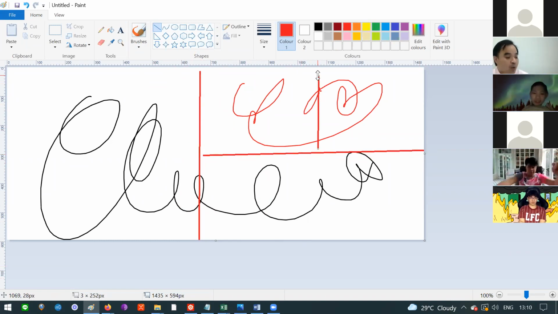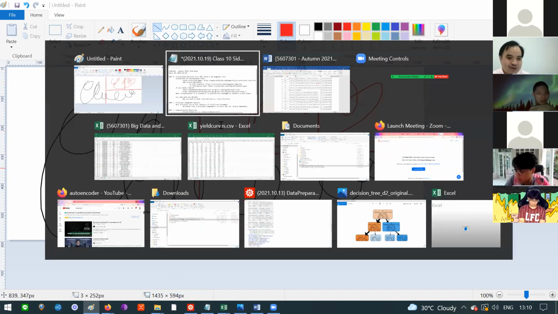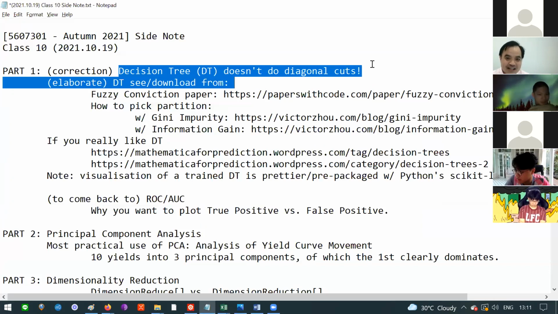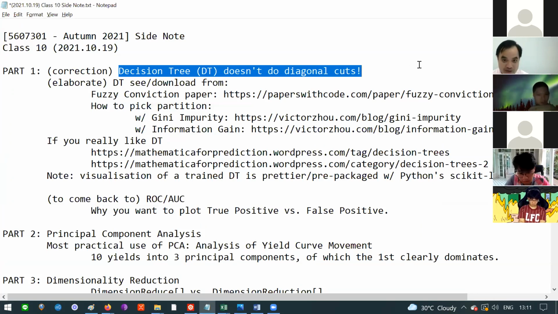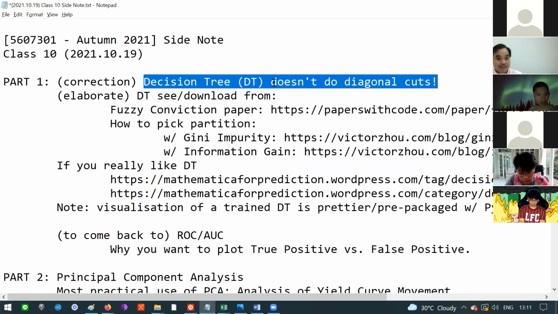Because after all, when it's creating a partition, it's not creating a partition of AX1 plus BX2. It's actually creating a partition on X1 or X2. So it doesn't really do the diagonals. This is the note I have. I kind of got carried away when I was drawing the picture. So a decision tree doesn't really do diagonal cuts. It does vertical and horizontal cuts.